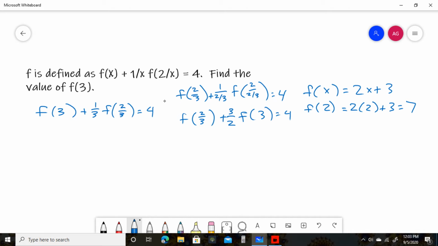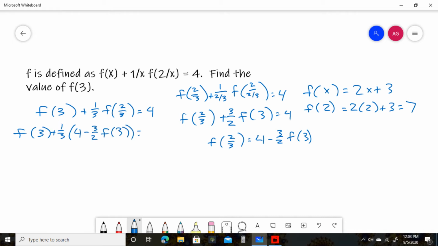So if I solve for f(2/3), it's going to be equal to 4 minus (3/2) times f(3). I just took this (3/2) f(3), subtracted it from both sides, and now it's on the right. Now if I substitute in this for f(2/3) in our original equation, we get f(3) + (1/3) times (4 minus (3/2) f(3)) equals 4. We get something like this.